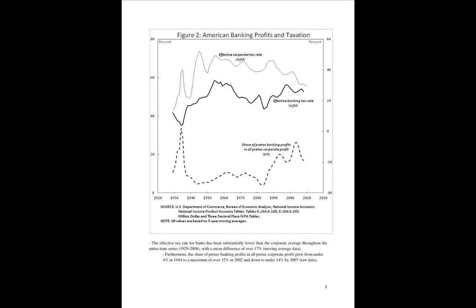Meanwhile, after World War II, we see that from a low around 4% in 1944, the share of pre-tax banking profits in all pre-tax corporate profit, in other words, out of all the profits that have been accumulated by corporations, that part which belongs to banks has gone up all the way to 32% in 2002, only to come back down to around 14% by 2007. This is again based on raw data. Unfortunately, I don't have access yet to the data over the past few years.